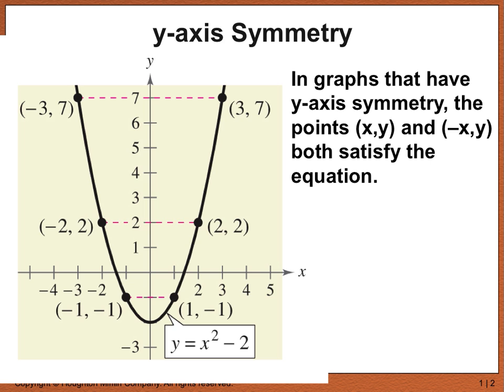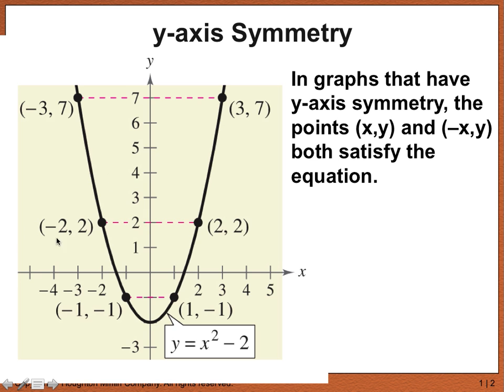The specific points given here to illustrate y-axis symmetry are (-3, 7) and (3, 7), (-2, 2) and (2, 2), and (-1, -1) and (1, -1). These pairs were chosen because they show you that if we have the point (3, 7) on a graph that's symmetric about the y-axis, then we're going to have the point (-3, 7). They only differ in sign in their x-coordinate, whereas their y-coordinates will be exactly the same. This is also true down here, what I'm circling now with the mouse arrow.